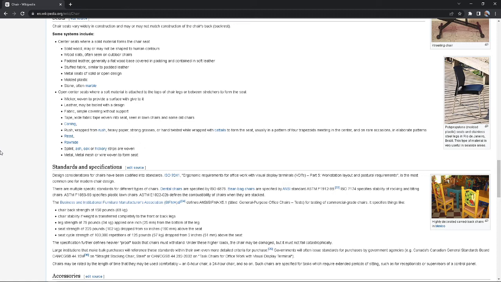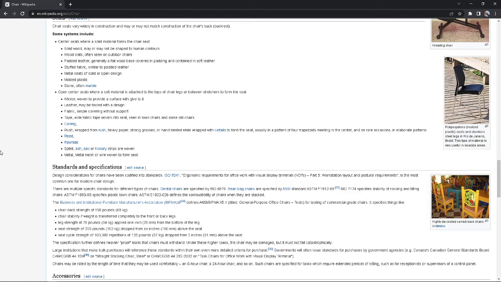Metal seats of solid or open design, molded plastic, soft stone, often marble. Open center seats where a soft material is attached at the tops of chair legs or between stretchers to form the seat. Wicker, woven to provide a surface with give to it. Leather, may be tooled with a design. Fabric, simple covering without support.